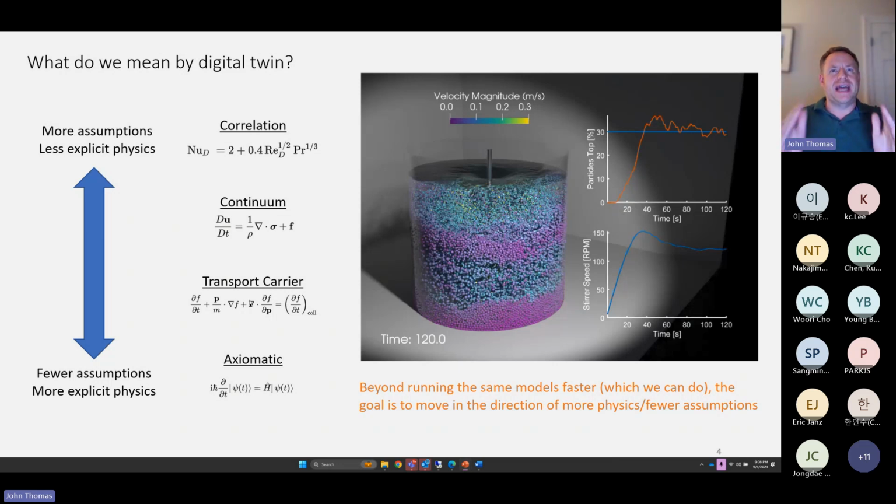Because instead of spending all our time making one correlation good for one system, we spend our time making generalized modeling approaches that can be applied to a very wide variety of systems that make our modeling efforts more useful.